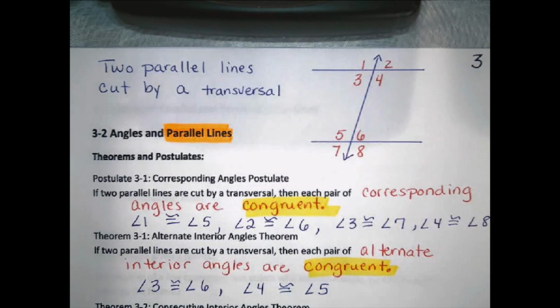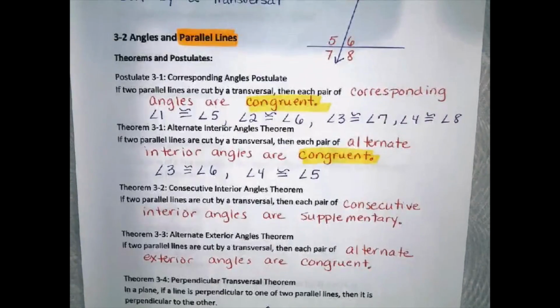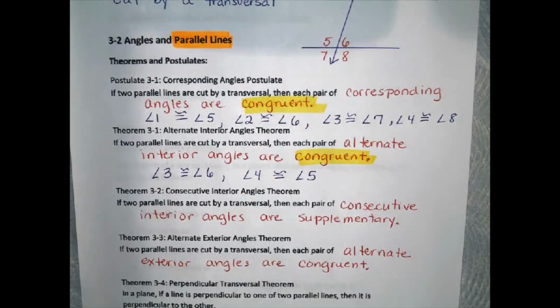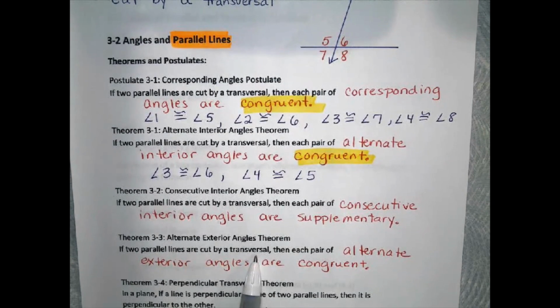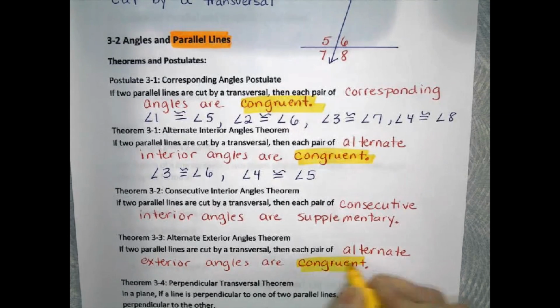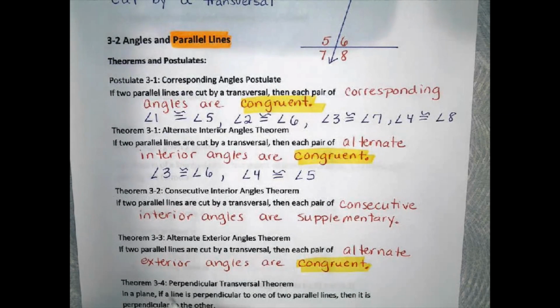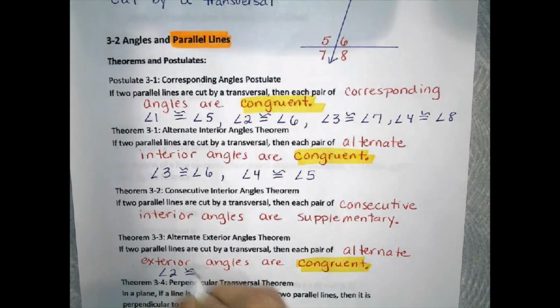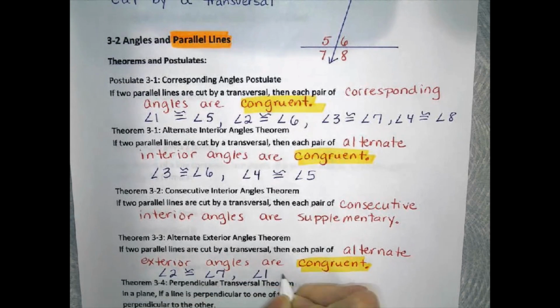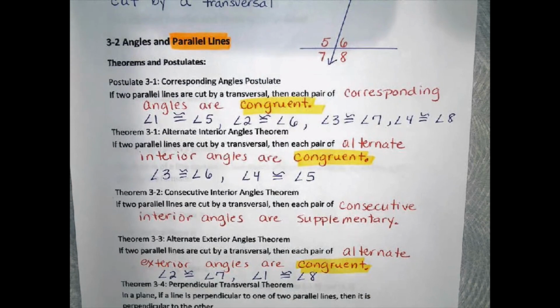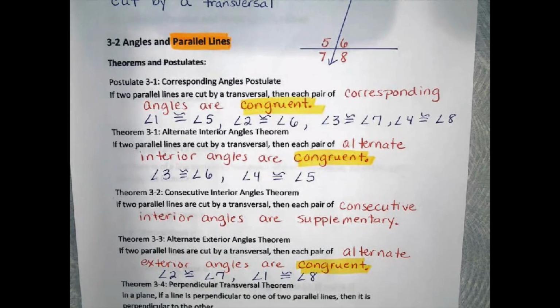I'm going to skip down to our fourth one, which says that if two parallel lines are cut by a transversal, then each pair of alternate exterior angles are congruent. So in our example above, we are now saying that angle 2 is congruent to angle 7, and angle 1 is congruent to angle 8. Take note that so far we've talked about 3 different types of pairs of angles, and all of them are congruent. The next one is a little bit different.